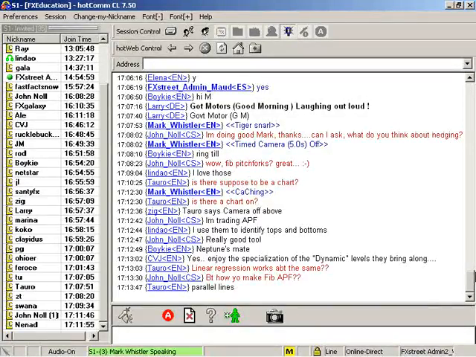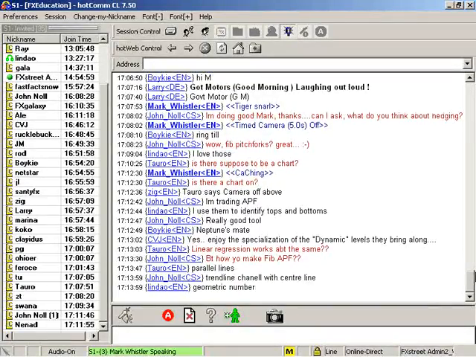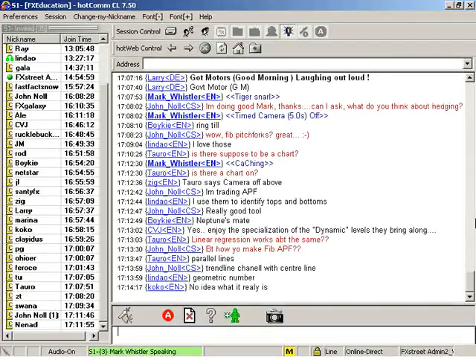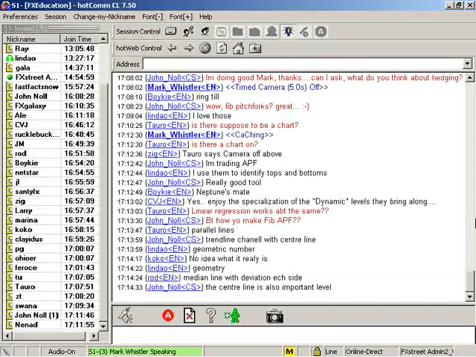Two parallel lines. Okay, great, Toro. Actually, we have three total, but you're right, there are two on the exterior. And John, exactly, center line, absolutely. Trend line channel, you bet. Geometric number. Everything is a geometric number, almost, kind of. Sort of, perhaps. Median line with deviation on each side. Rod, you are a rock.